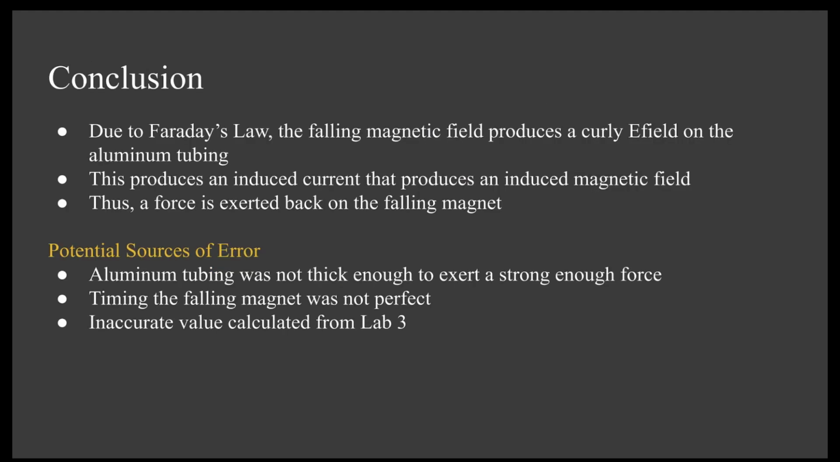In conclusion, the falling magnet produces a curly electric field on the aluminum tubing because of Faraday's law. This produces an induced current that produces an induced magnetic field. Thus, a force is exerted back on the falling magnet. Some potential sources of error include the aluminum tubing was not thick enough to exert a strong enough force, timing of the falling magnet was not perfect, and an inaccurate mu value was calculated during lab 3.